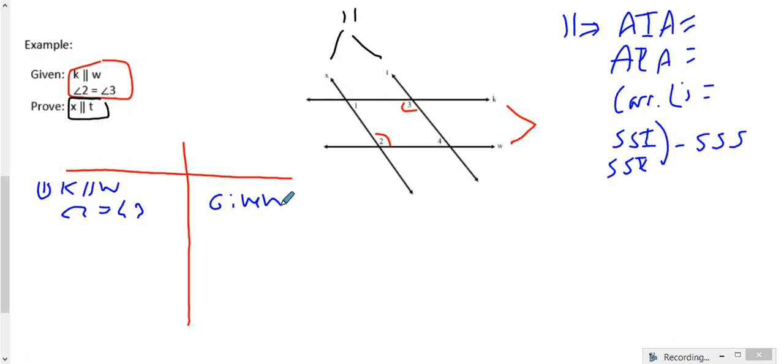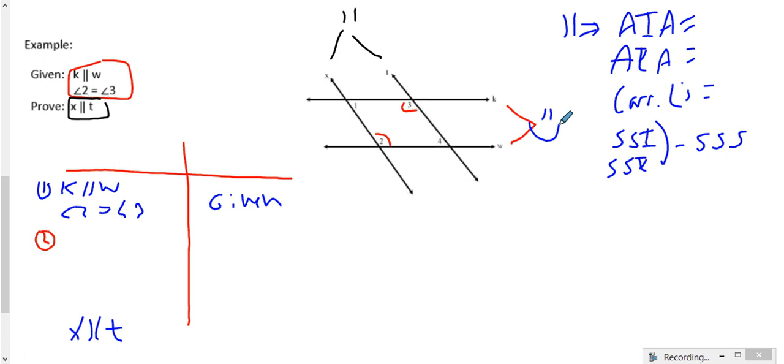Which I don't know what step this would be, but our very last step will be saying X is parallel to T. Now we don't know the reason yet, so we'll get to that later. So what is a good next step? Well, a good next step is to build off of what we are given. Now we know that K and W are parallel. And what can we do with that?